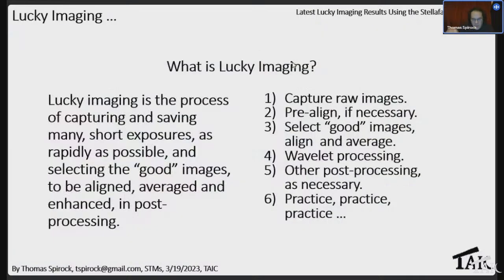So now we'll just talk about briefly what lucky imaging is. Lucky imaging is the process of capturing and saving many short exposures as rapidly as possible and selecting the "good" images to be aligned, averaged, and enhanced in post-processing. And that's the whole point of this, to try to beat this bad seeing that we saw previously, and we'll see again shortly in that blurry image of Saturn and that live image when we're looking through our telescopes at any planet at high power.